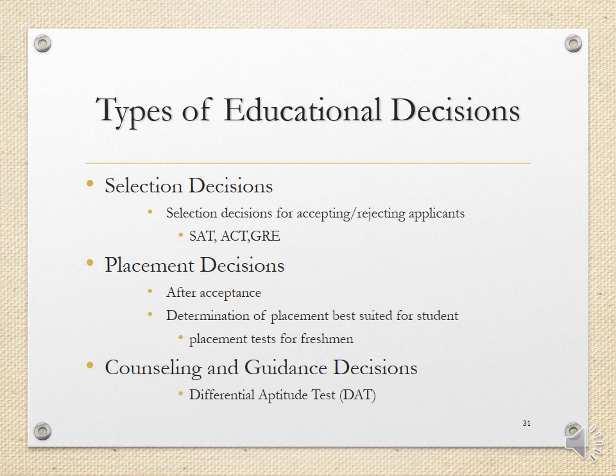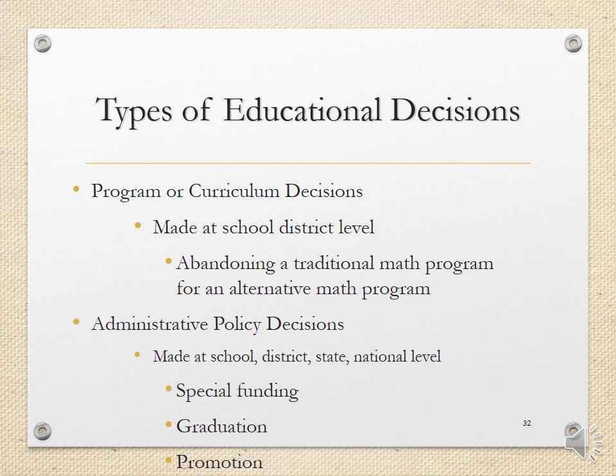And then there's a whole lot of counseling stuff. The DAT is a test that's given every year. It is sort of a precursor to the RTI stuff. We'll be talking about that next week. But we do a lot of counseling and guidance decisions based off of the DAT as well. All right, so we've got more decisions, program and curriculum decisions. That's generally the district level stuff.